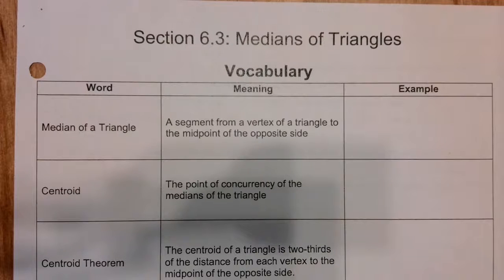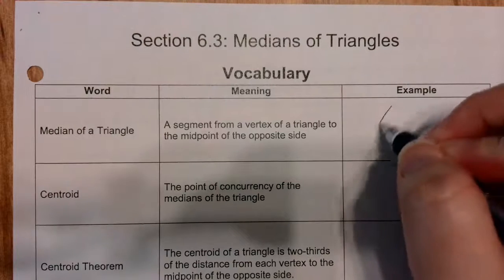Section 6.3, medians of a triangle. So we have some vocab words here. The first one is the median of a triangle. And the median of a triangle goes from a vertex to a midpoint.